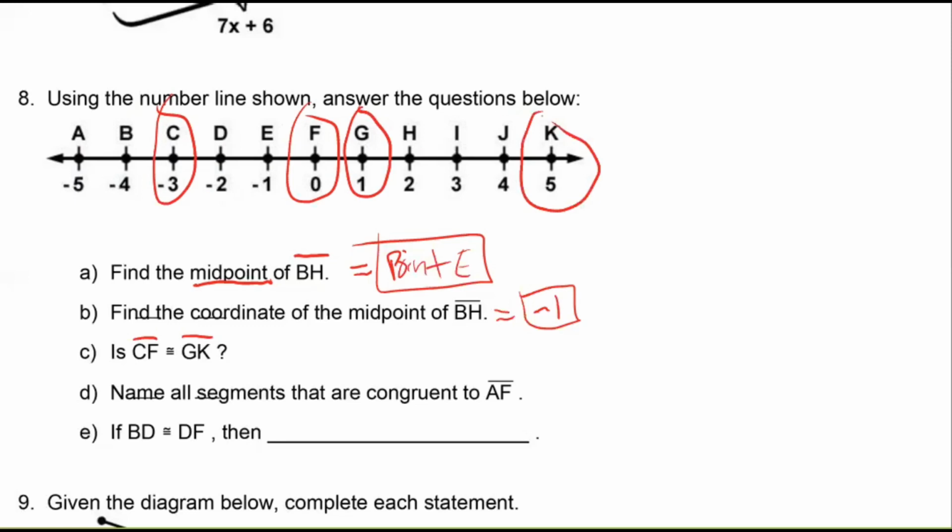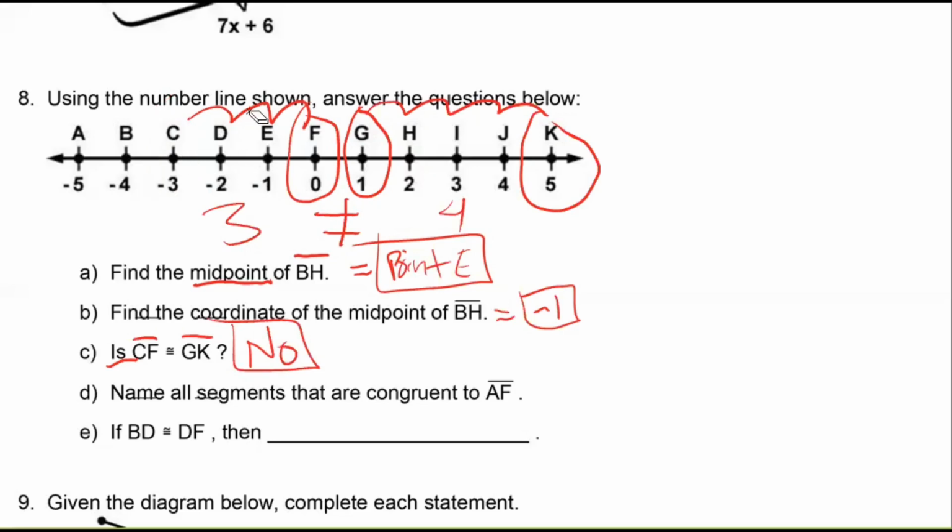Now, it's asking a question, so let's find out. 1, 2, 3. 1, 2, 3, 4. This is 3 and this is 4. Is 3 the same as 4? No. So my answer here is no. It is not congruent. So that is how you figure that out.